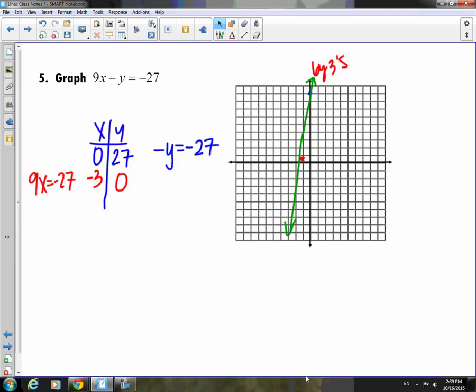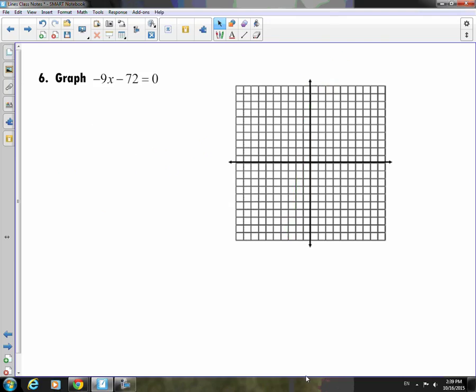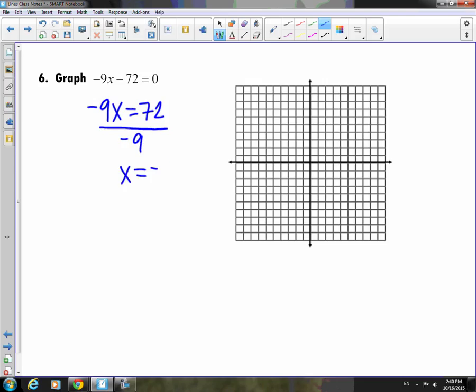Okay. And if you want to try this one, this one looks a little bit different because I don't have a y value. So I'm going to rewrite this one by adding 72 to each side first. So that gives me negative 9x equals 72. Now I'm going to divide by negative 9. So that gives me x equals negative 8. And then x equals is a vertical line. 1, 2, 3, 4, 5, 6, 7, 8. So an x equals is actually a vertical line, so I don't even need the staggered zeros method there.